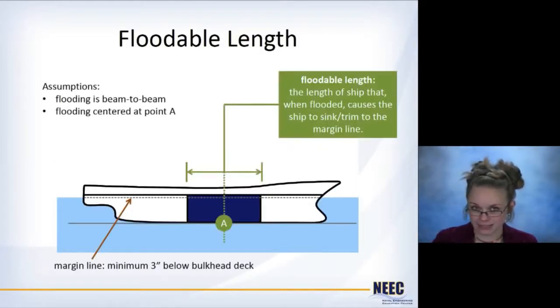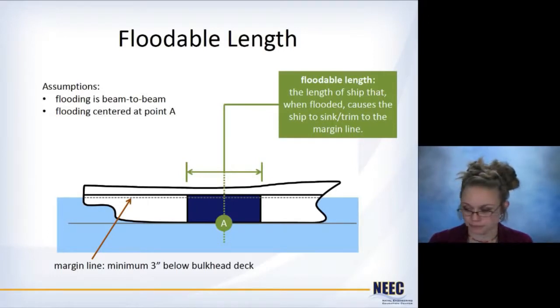Floodable length is kind of a weird concept, so I've got some pictures here that hopefully will help make sense. In general, the floodable length is the length of the ship that, when it's flooded, will cause the ship to sink and trim such that the margin line is immersed in the water. The margin line is an imaginary line. It is a minimum of 3 inches below the bulkhead deck. And what it means is it's like a bulkhead deck with a factor of safety put on top of it. So if the margin line is submerged, it says that's the maximum amount of flooding that the ship can handle before it sinks.